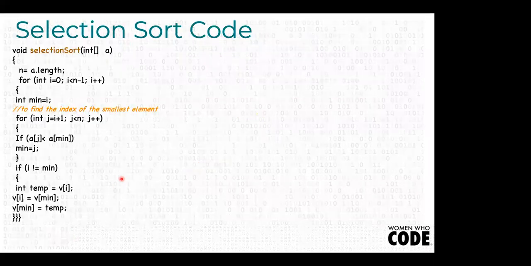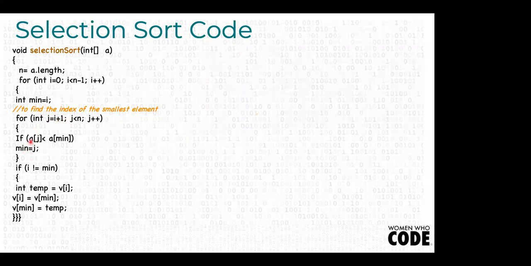Yeah, this is the code for selection sort. You have an outer for loop to go over the elements, and the inner for loop here is to look for the smallest element, the minimum element. J starts from I plus 1, because you don't have to look at the elements that you've already visited. So you look for elements after I. That's the reason we have I plus 1.